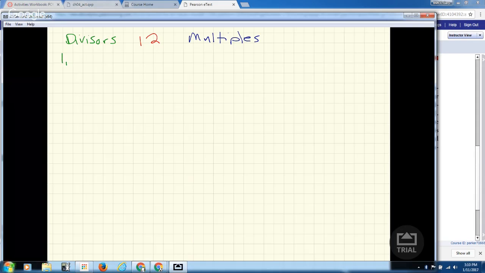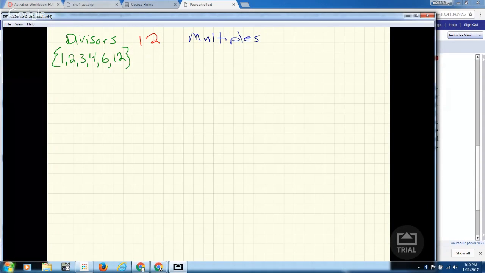1 goes into 12. Let's see what else. 2 goes into 12. 3 goes into 12. 4 goes into 12. 5 doesn't. 6 does. 7 doesn't. 8 doesn't. 9 doesn't. 10 doesn't. 11 doesn't. Oh, 12 goes into 12. They're the divisors of 12. They form a set.